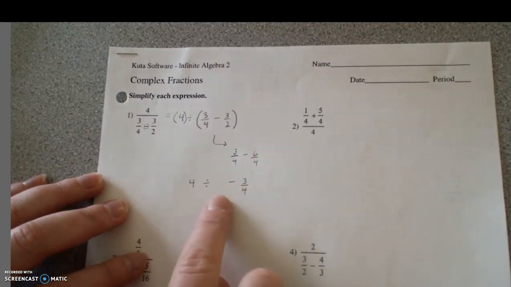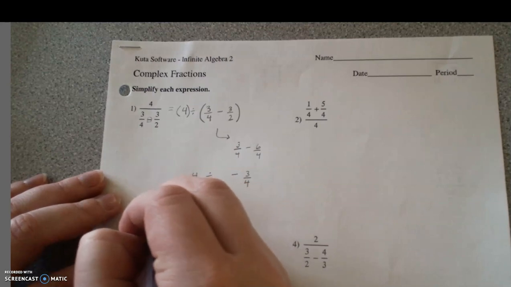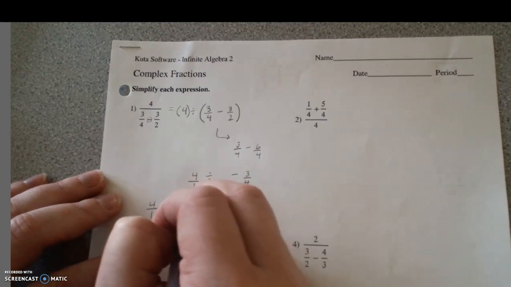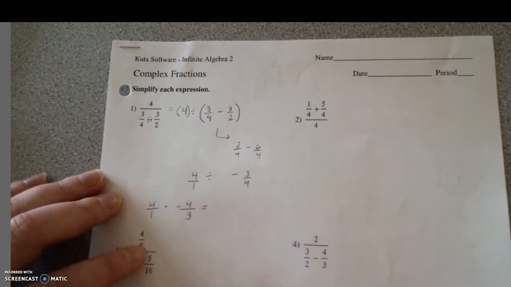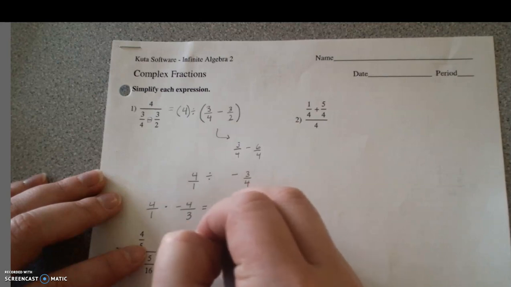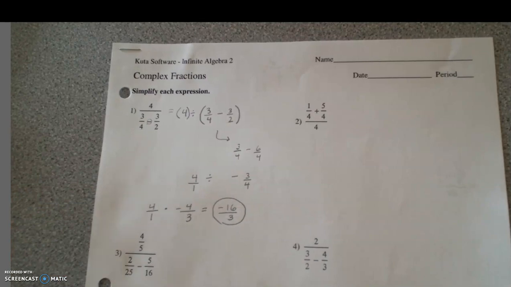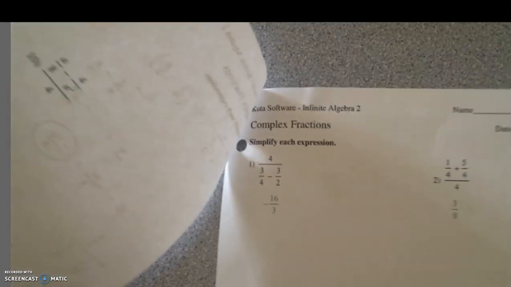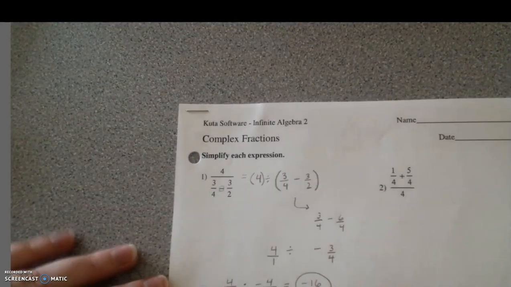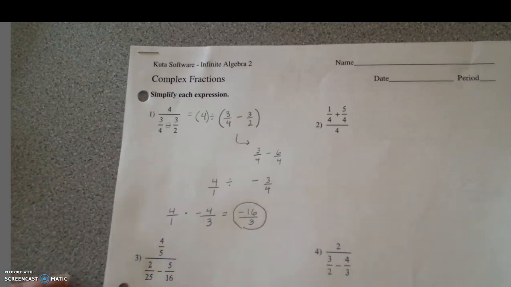And then when I plug it back into this, 4 has an invisible 1. I can keep, change, flip. Keep, change, flip. And that's how I'm going to get -16/3 for my answer. And again, the ones with numbers, you can just plug into your calculator. But once we get into the ones with X's, you can't just plug it into your calculator. So practice doing these by hand.